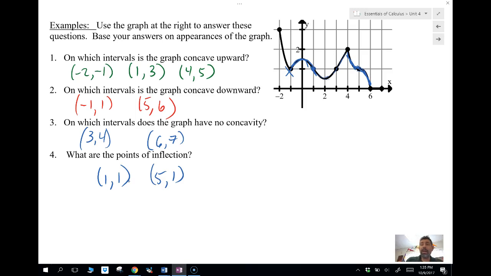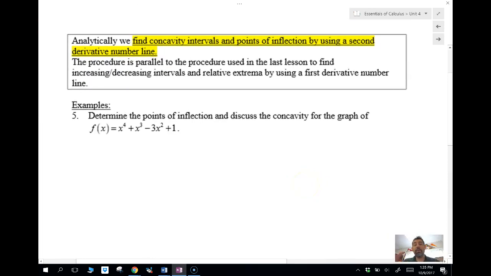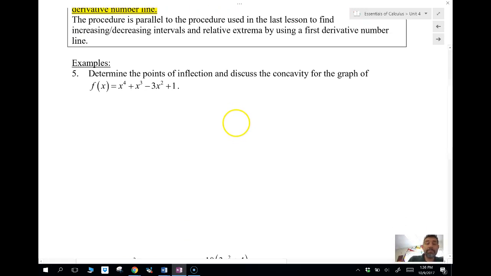Let's take a look at how we do this analytically. Analytically is just a big fat word for using algebra work, showing work with a function. So analytically, we find concavity intervals by using the second derivative number line. Similar to how we did the first derivative test where we made a number line for f prime, we're going to make a number line for f double prime. And then we're going to plug that in, and it's going to tell us what's positive and negative, concave up, concave down. So let's take a look at how we would do this.